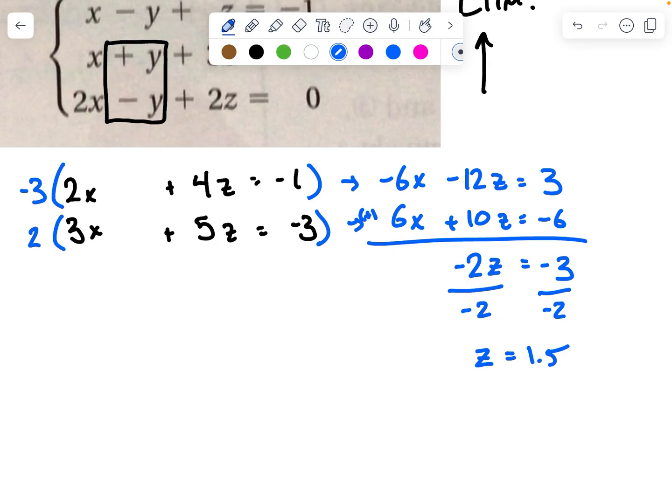All right, so here's what we're going to do. We're going to go ahead and take the 1.5, and we're going to put it back into my equation in the z spot. It doesn't really matter where I put it.